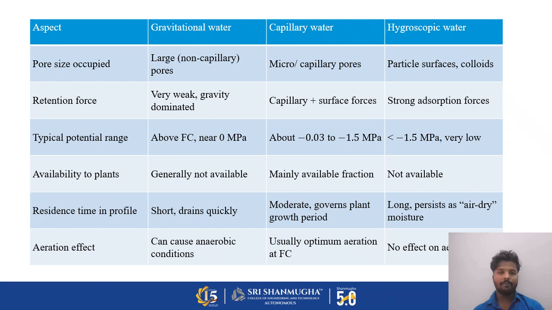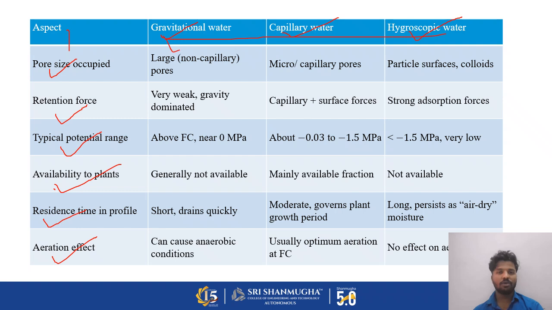In this slide, I compared the three physically classified waters: gravitational water, capillary water, and hygroscopic water. These three types are compared in different aspects: pore size occupied, retention force, typical potential range, availability of the water to the plants, residence time in the profile, and aeration effects. So with a view of these aspects, these three types of physically classified waters are compared in this slide. We can see one by one.